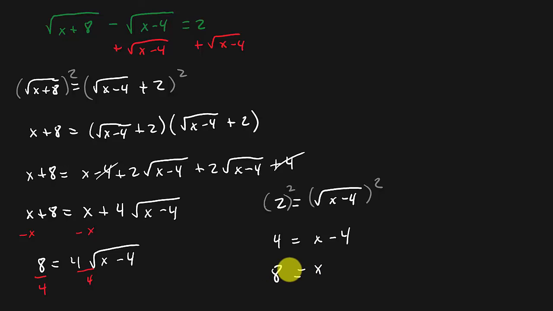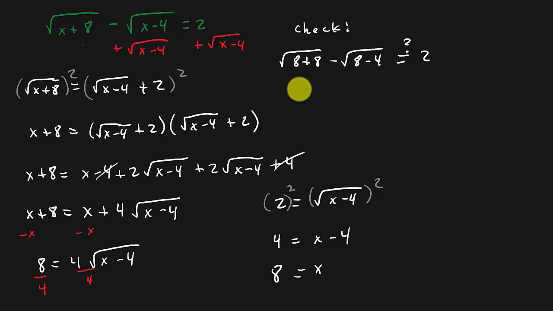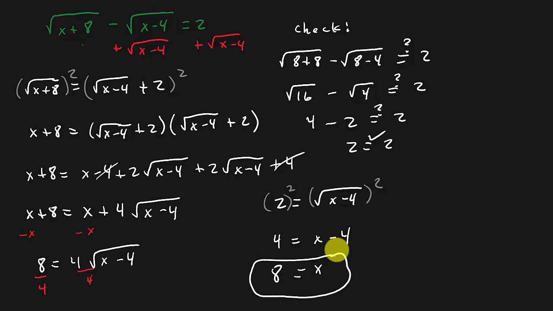All right. Now, for this problem, we get x equals 8, but we do have to check our solution. So remember, you've got to come up here and check. So we take the 8 and plug it in for x. So that's the square root of 8 plus 8 minus the square root of 8 minus 4. And we want to know, does that equal 2? So this is going to be square root of 16 minus square root of 4. Does that equal 2? Square root of 16 is 4. Square root of 4 is 2. And we get 2 equals 2. That checks. So x equals 8 is a solution. All right.